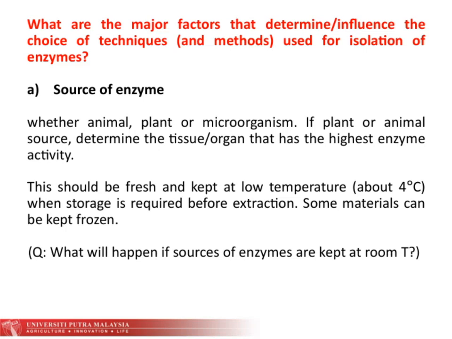So let's talk about the major factors that influence how we choose the techniques and methods for isolating enzymes. One of the most critical factors is the source of the enzyme itself. It could come from animals, plants, or microorganisms, and each source has its own considerations. If we're dealing with plant or animal sources, it's important to identify which tissue or organ contains the highest enzyme activity. For example, certain tissues might be rich in specific enzymes, making them ideal starting points for extraction.